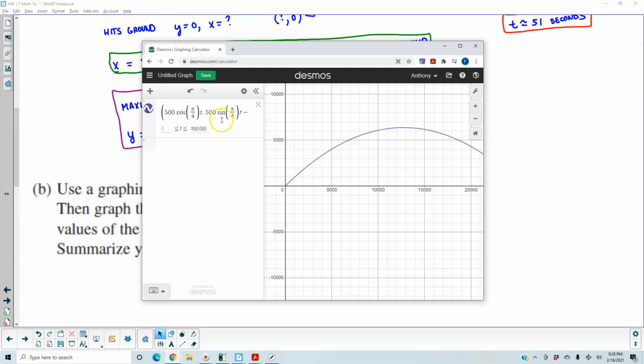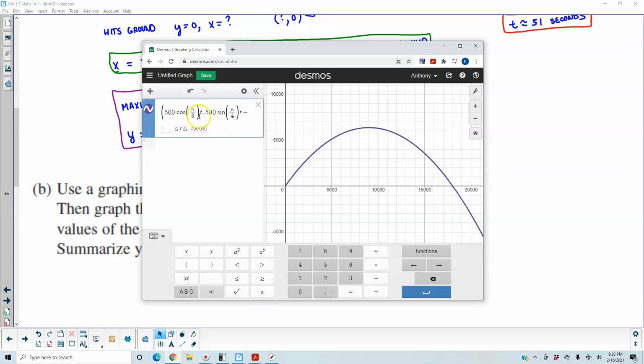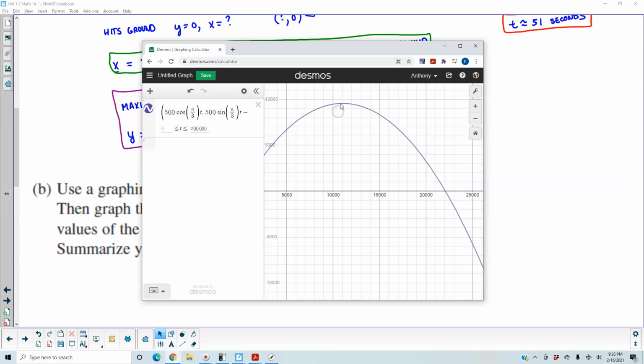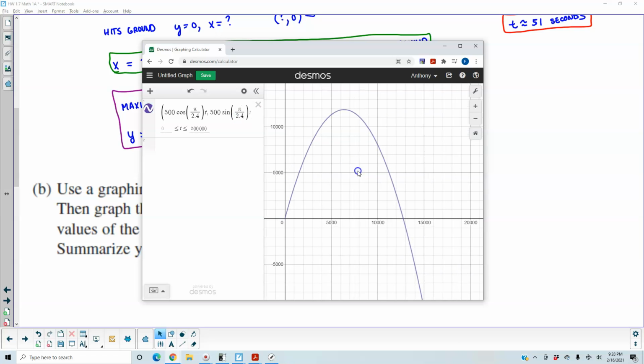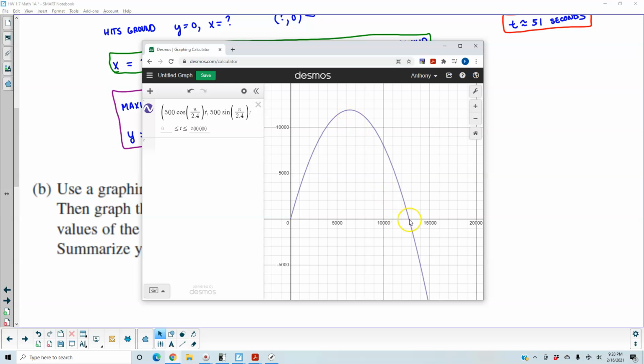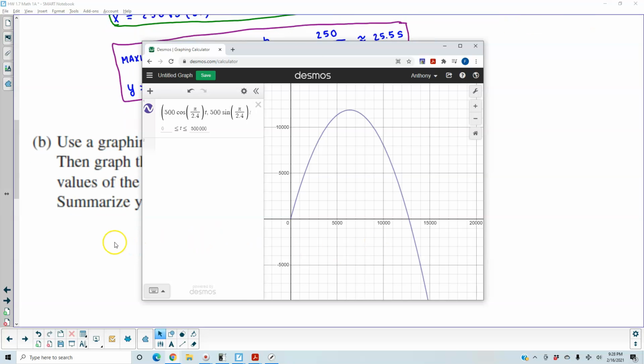Let's see if we change this angle to 60 degrees. So that means we're going to divide pi by 3. And now you can see that we have a height that's close to 10,000. And the distance is somewhere in between 20,000 and 25,000, closer to 20,000. Okay, and then let's check what it would look like at an angle of 75 degrees. 75 degrees would be pi divided by 2.4. So here's the height. Well, the height is pretty high now, and we can see that it lands in between 10,000 and 15,000. So what does that tell us?